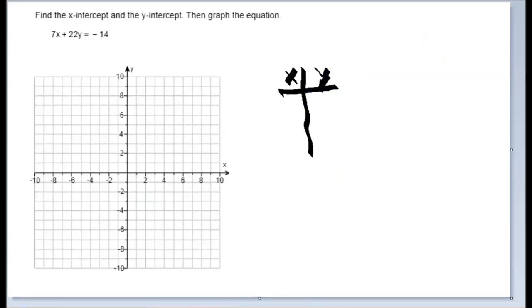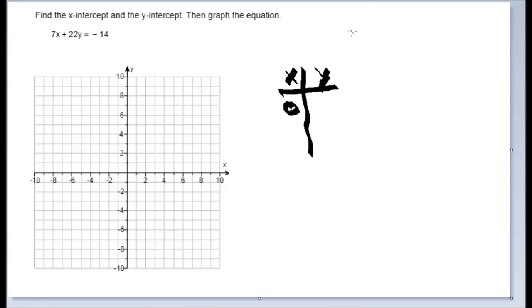Okay, we have a new problem here. Find the x and y intercept of the equation and then graph the equation. We can see the equation here, 7x plus 22y equals negative 14. I've made an xy chart there. To find the y-intercept, you put a 0 in for x. Now notice I said, to find the y-intercept, you put a 0 in for x.